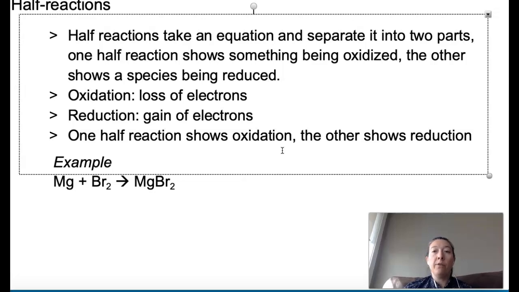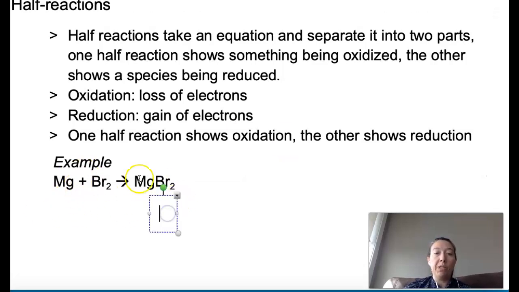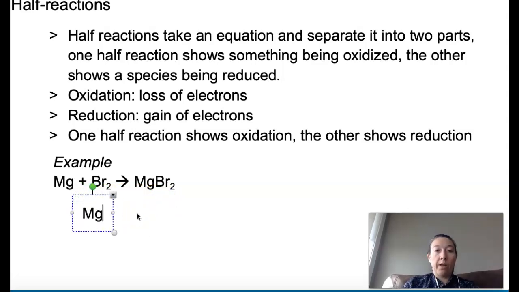So when we are doing half reactions, what we basically do is we take an equation, like the one down here, that Mg plus Br2 to give us MgBr2, and we split it into two halves. So how we split it into two halves is we split it by the type of element. So in this case, we have Mg and Br. So one of our half reactions is going to show the magnesium, and the other half reaction is going to show the bromine. So we're going to have magnesium turning into, and although this is an ionic compound, right, we kind of just talked about net ionic equations so that we can recognize this is really a magnesium ion.